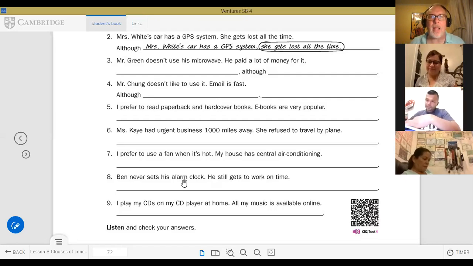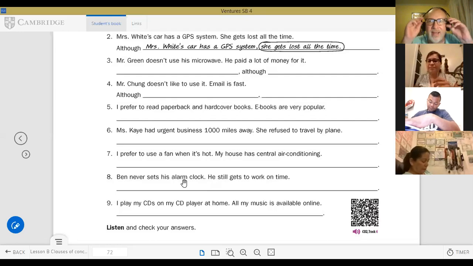Number 7. I prefer to use a fan when it's hot. My house has central air conditioning. Wow. So what can we say here? How do we say it with although? Although my house has central air conditioning, I prefer to use a fan when it's hot. Exactly. Although with the fact.